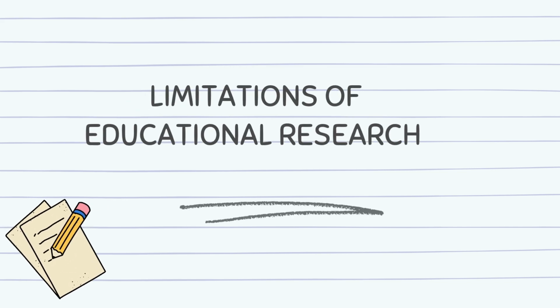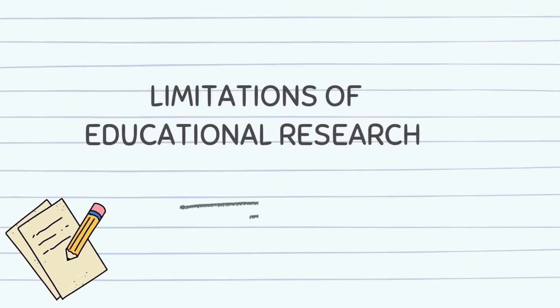3. Ethical constraints. Education involves people, often children, and ethical standards must be upheld. These ethical constraints, while necessary, sometimes limit what can be studied. For instance, a researcher may want to explore the long-term effects of educational neglect, but cannot deliberately withhold resources from a group of students for the sake of a study.